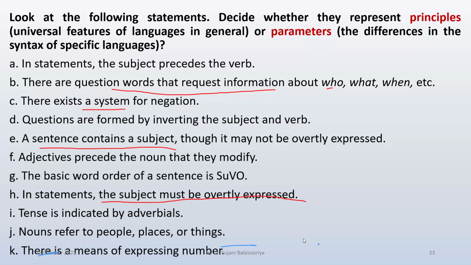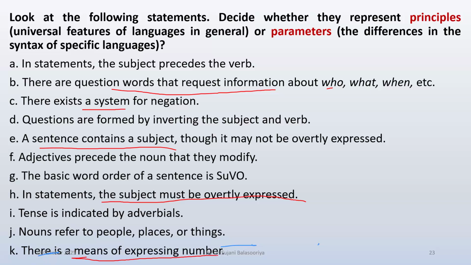Next one, J: nouns refer to people, places, things. Principle. Yes, in every language we use nouns to refer to these things: people, places, or things. That's a principle. Fine. Last one: there is a means of expressing number. What the means is, is not specified here. The idea is there is a means of expressing number. What about that?